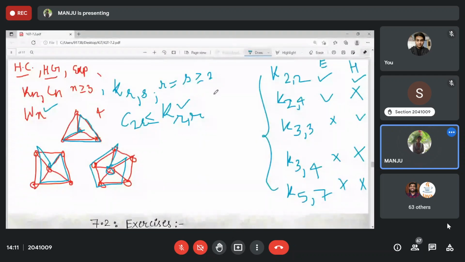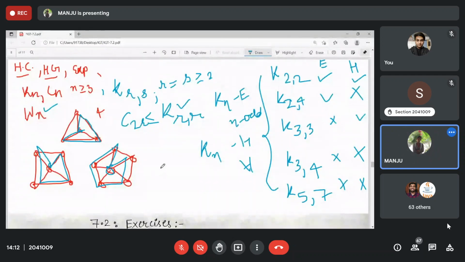Kn is Eulerian for n odd, and for all n it is Hamiltonian. So here we don't have any non-example of Hamiltonian in Kn, but for Eulerian you get K4, K6.